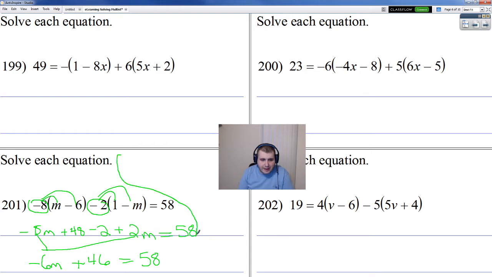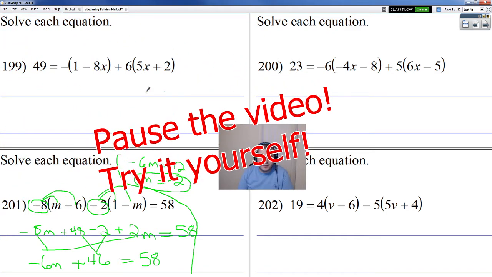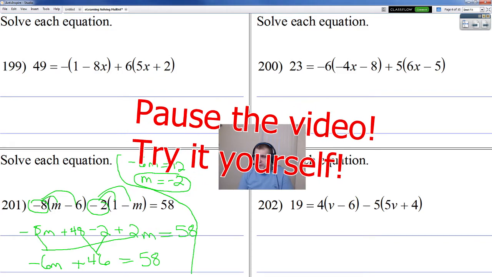And then we can subtract this 46. 58 minus 46, subtract it over and we get 12, right? So we got -6m equals 12. And then we can just divide and we can end up with m equals -2. And that's all there is to it. Just make sure to combine your like terms where they go. So take a minute, give 199, 200, and 202, each of them a try.